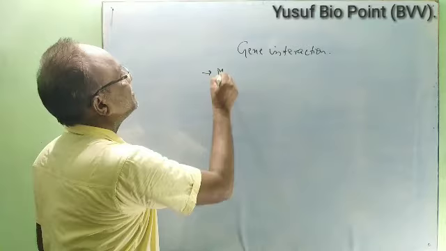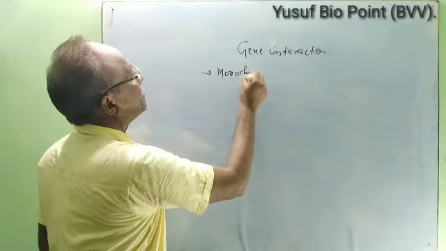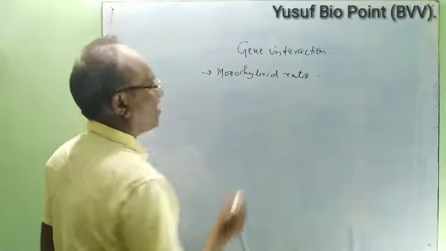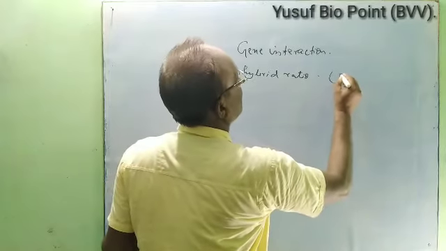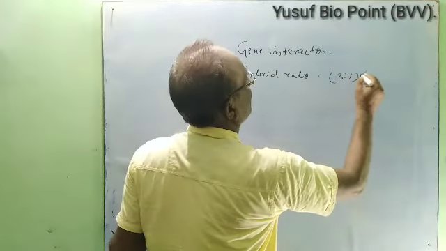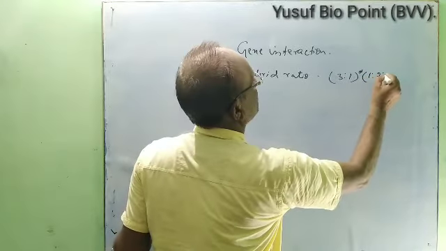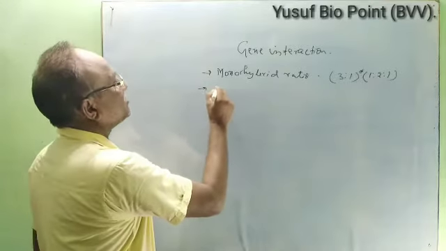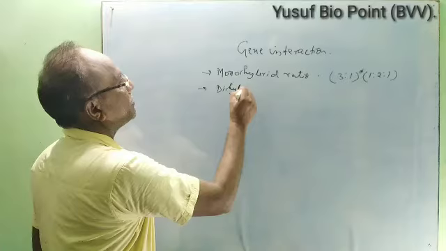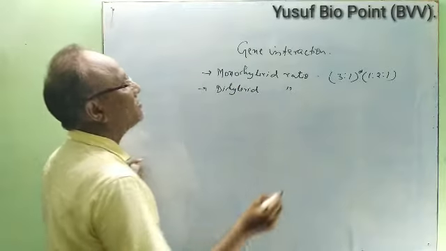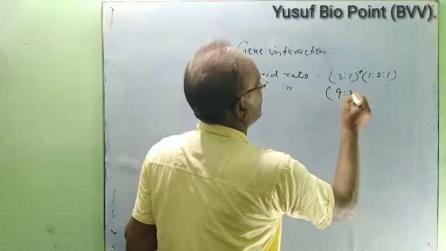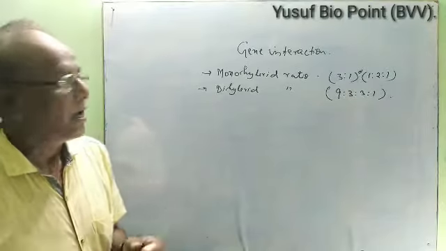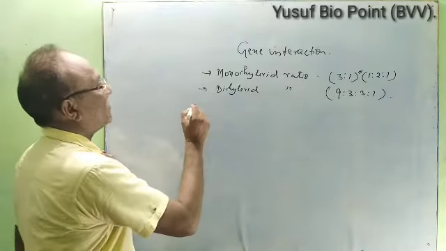We have already studied the monohybrid ratio, that is phenotypic ratio 3:1 and genotypic ratio 1:2:1. Next, we have also studied the dihybrid ratio, that is 9:3:1. We have already studied these, and the following we have to study.